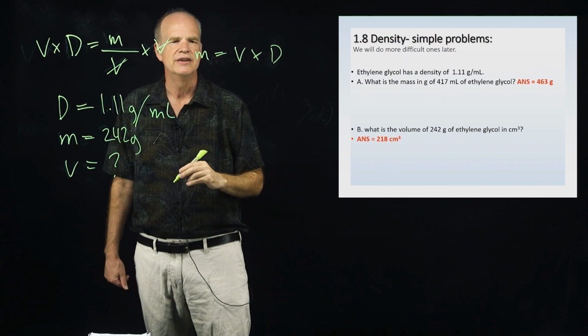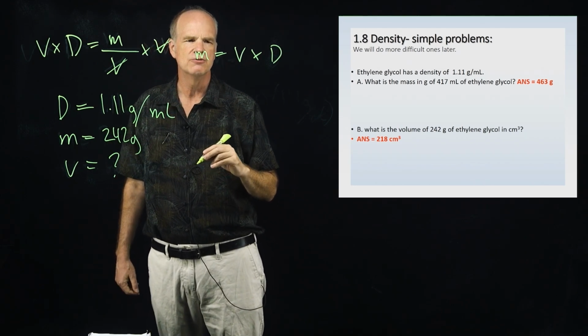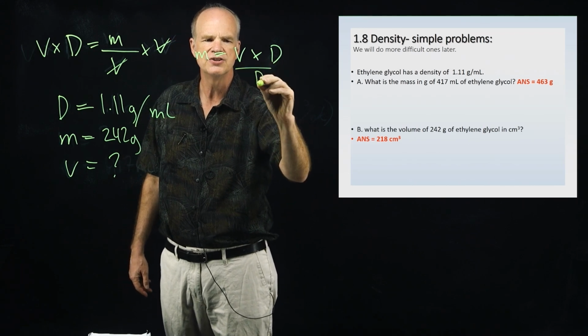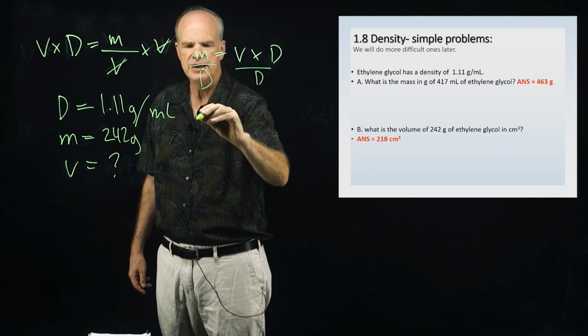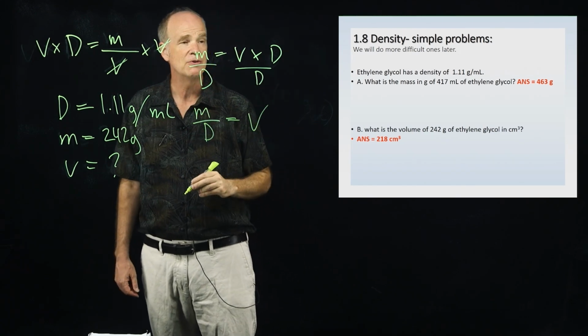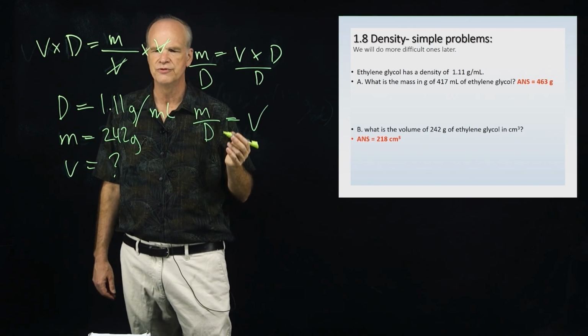Now, what we want to do is solve for V. So we want to get rid of D from this side of the equation. We can divide both sides of the equation by D. If we do that, we get M over D is equal to V. And so now we have solved for V, so we should be able to plug in those numbers into M and D and find out what V is.